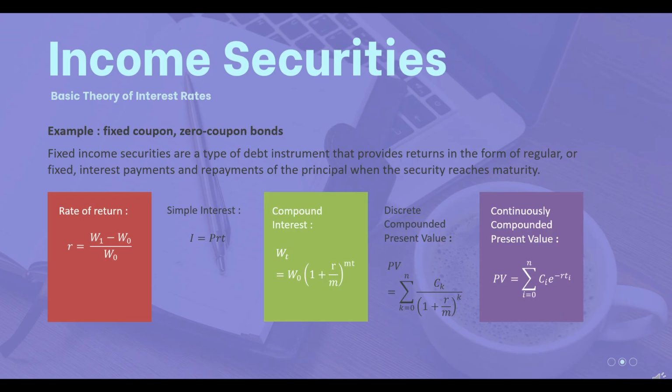Fixed income securities are a type of debt instrument that provides returns in the form of regular or fixed interest payments and repayments of the principal when the security reaches maturity. Various types of formulas shown below are used to calculate rate of return, simple and compound interest, and discrete and continuously compounded present value.